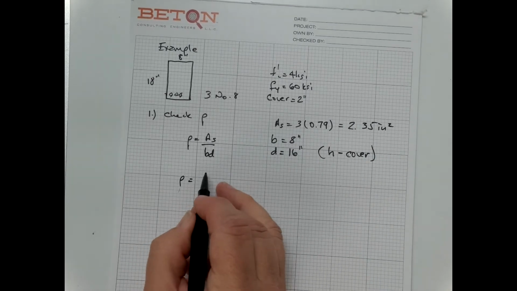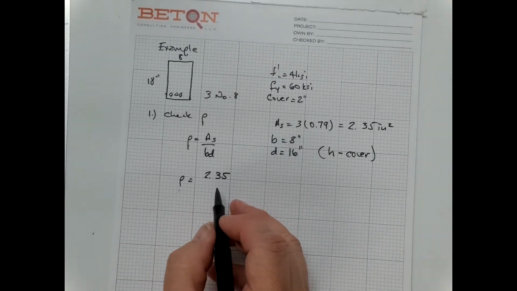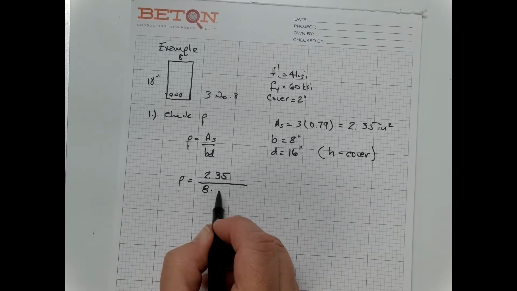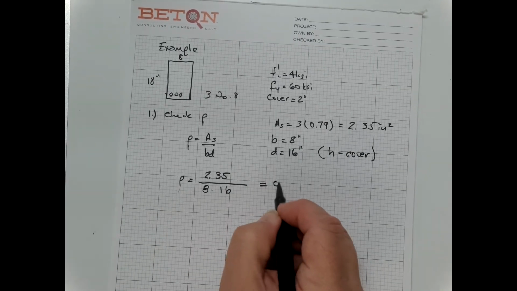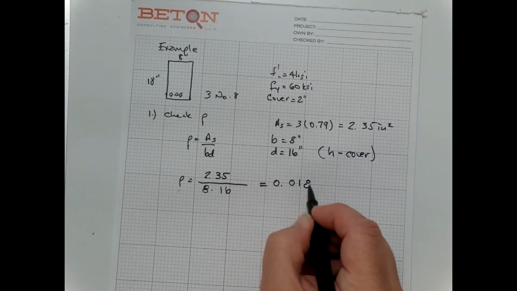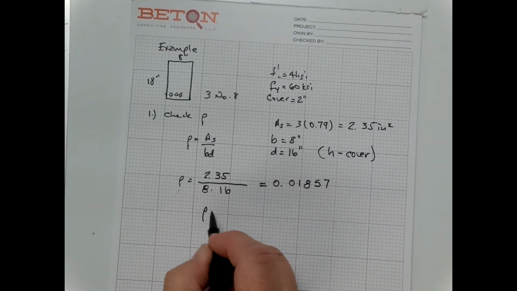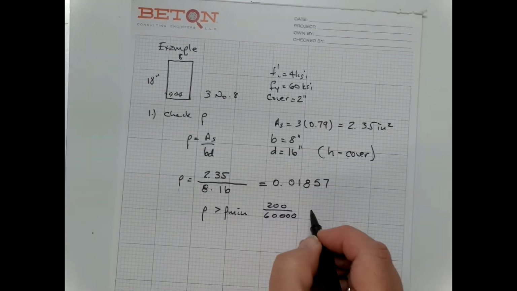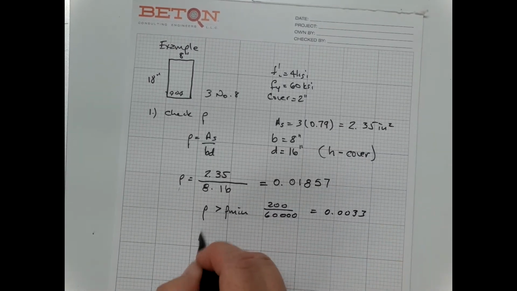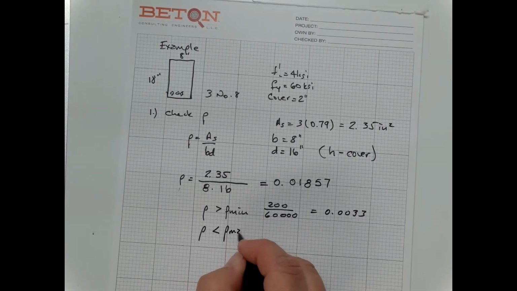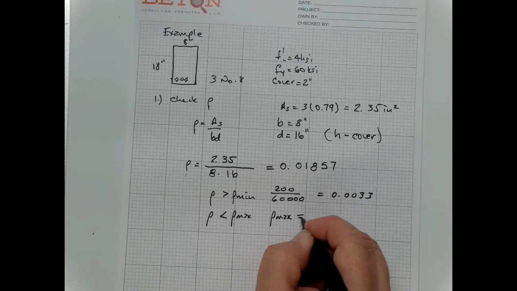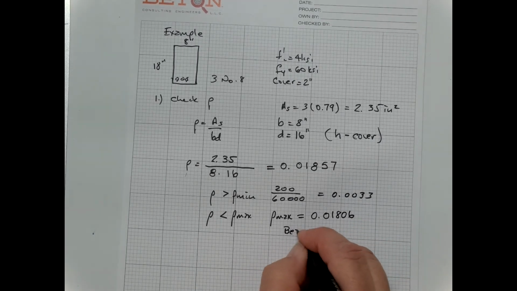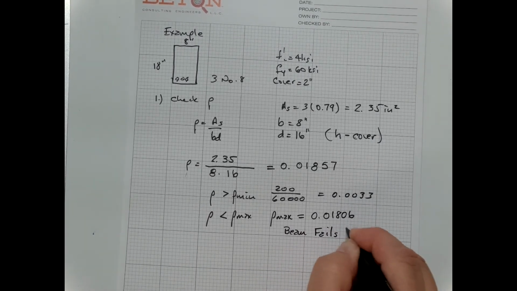And rho is equal to 2.35 divided by 8 multiplied by 16. That is equal to 0.01857. Rho is greater than rho min, which in this case is 200 divided by 60,000, which is 0.0033. Rho is not less than rho max, because rho max is equal to 0.01806. Beam fails, is inadequate.